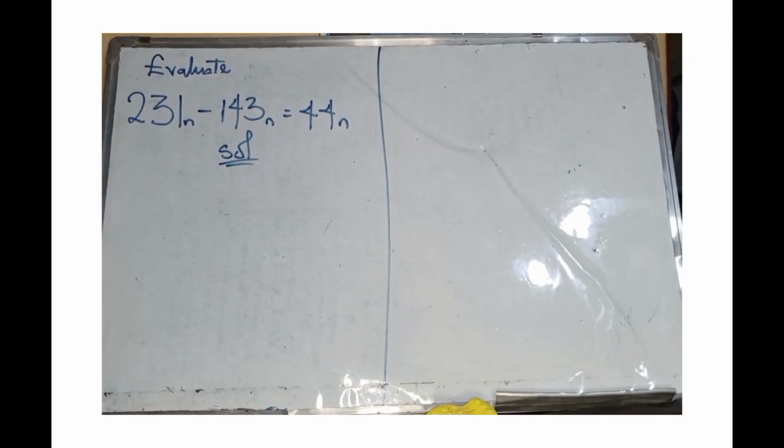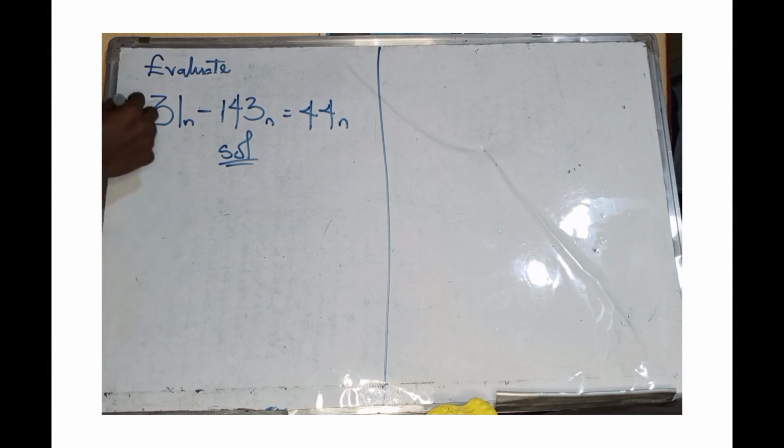All right, guys. Now, see this question. We have to evaluate this question and obtain the value of n. In order to obtain the value of n, we have to convert each of these terms to base 10. We have to convert each of these terms to what? To base 10, using what we call the expansion method.